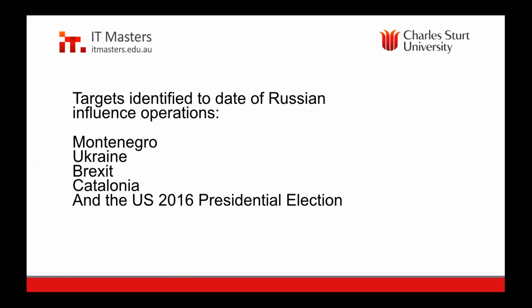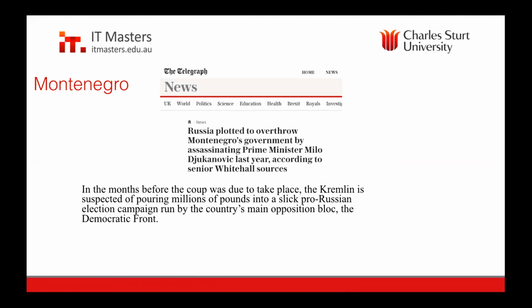So let's walk through some of the targets identified to date of Russian influence operations. We're going to talk about Montenegro, Ukraine, Brexit, Catalonia. I guess Catalonia in passing. It's only recently that people have started to say, "Oh my gosh, the stuff in Catalonia fits the model," and there's now some evidence, but that could very well be just cognitive dissonance and people wanting it to fit. And of course, we're going to talk about the U.S. 2016 presidential election because it seems rather important.